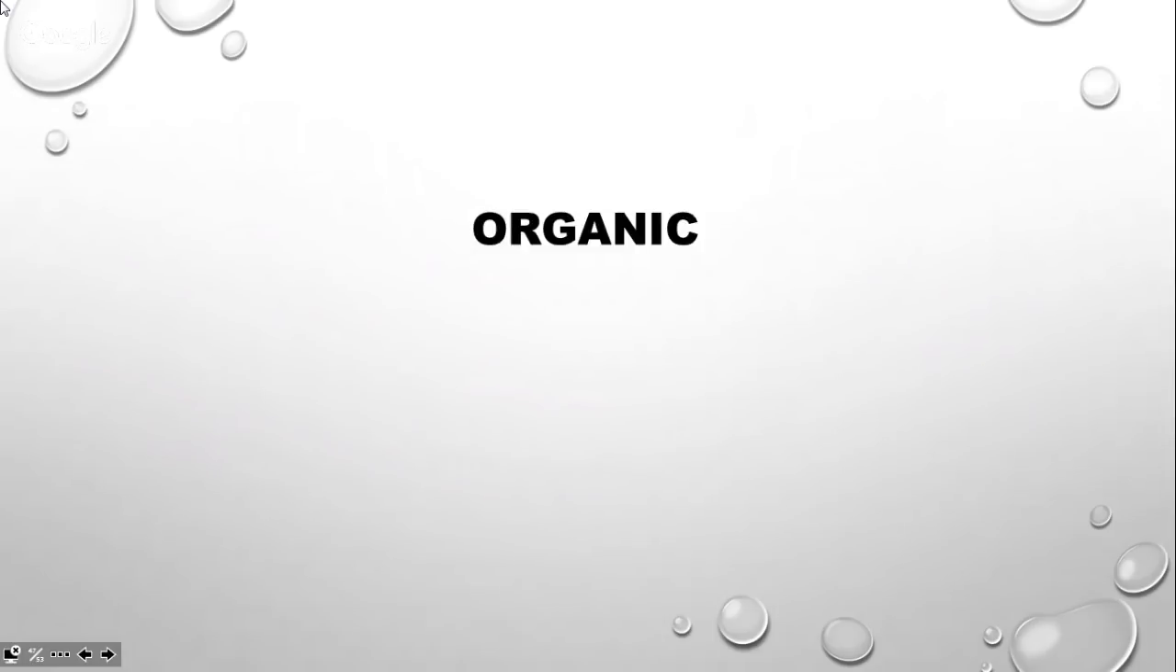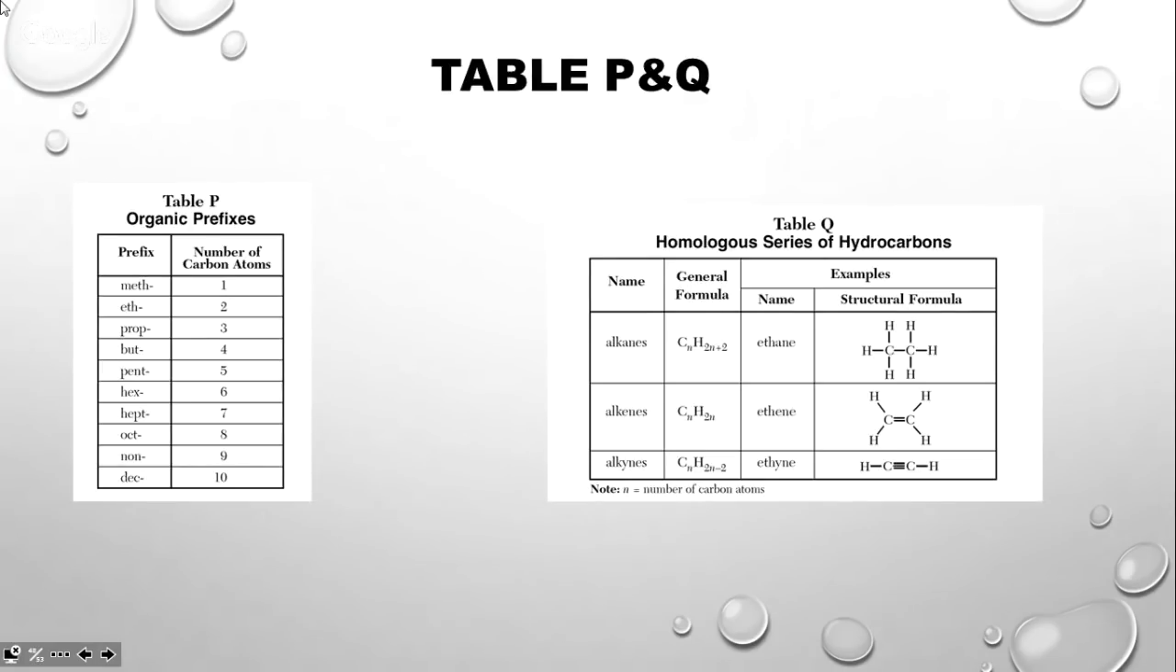We talk about organic chemistry. Remember about table P and Q? Remember I call table P table prefix? The table P is going to tell us how many carbon atoms are in a molecule based on the prefix. Remember we did meth, eth, prop, but, pent, hex, hept, oct, non, dec for our prefix quiz.